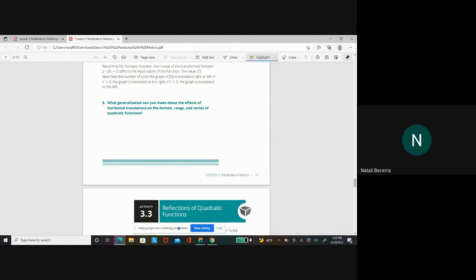We're gonna highlight this. Recall for the basic function, the c value of the transform function y equals f(x minus c) affects the input values of the function. The input values are the x values, okay? So input means x values. Because remember, whenever you have parentheses, that means it's gonna be a horizontal translation. A horizontal line moves from left to right, and the x-axis moves from left to right. So if it helps you remember it that way.